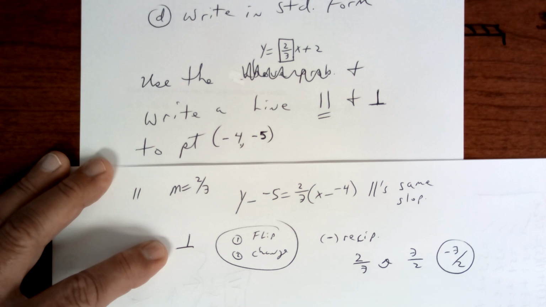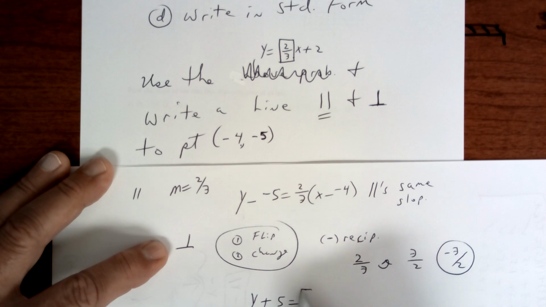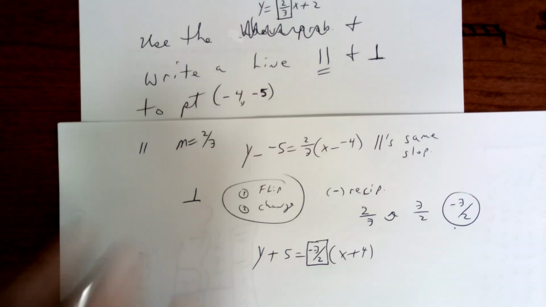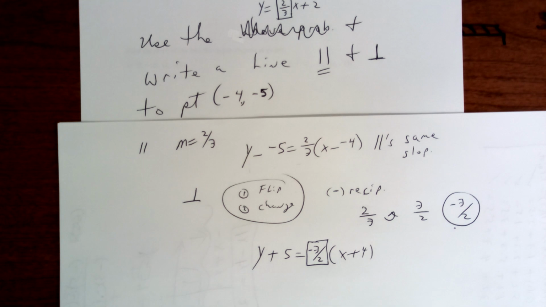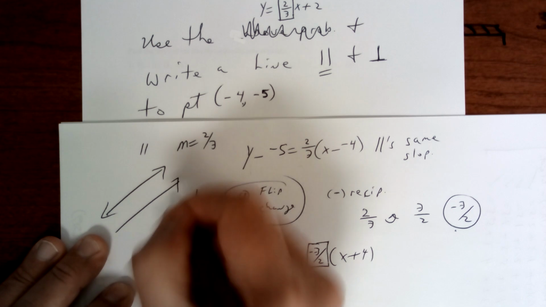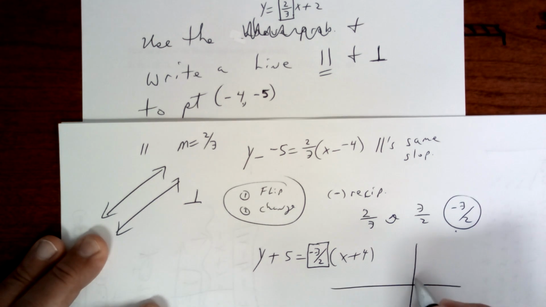So it's going to be all of this, the same thing, y plus 5, but the slope is going to change. So we're going to use -3/2. There it is, and that's how you do that. And that's called perpendicular lines. So the first one, the lines are parallel. They don't ever cross. This one, they cross at a 90-degree angle. That's what perpendicular is. Okay, there it is.